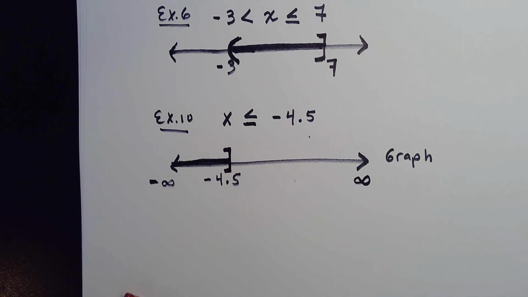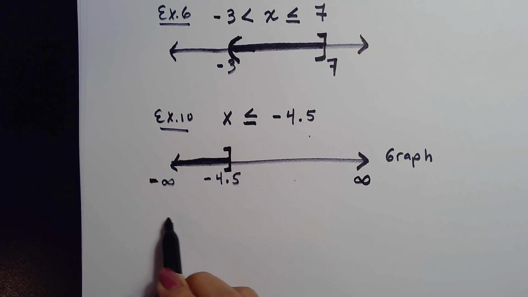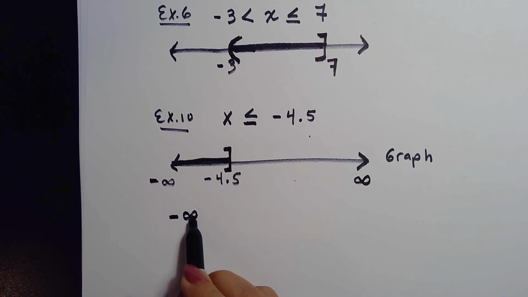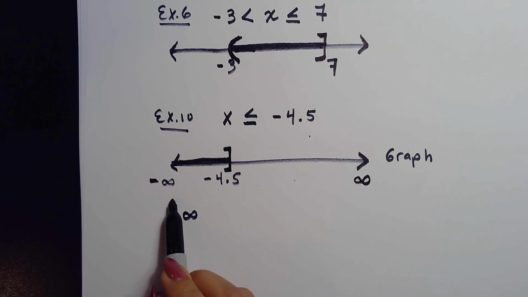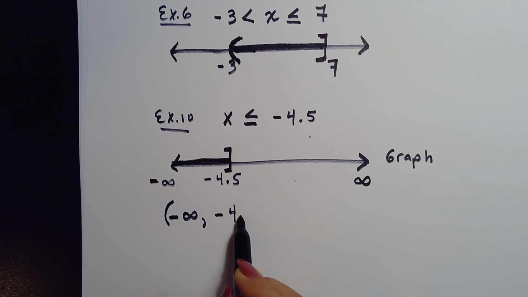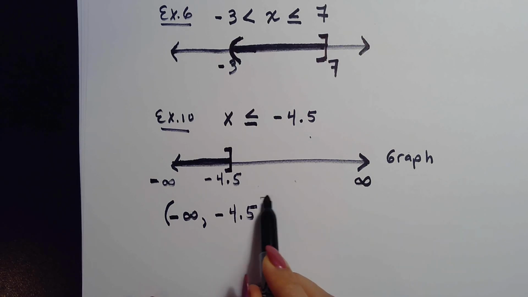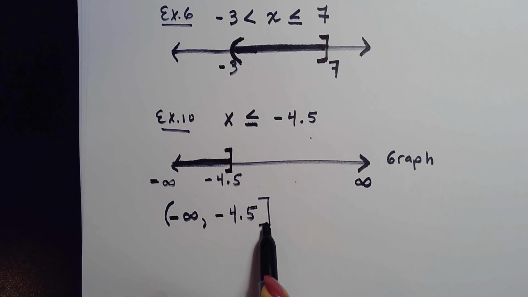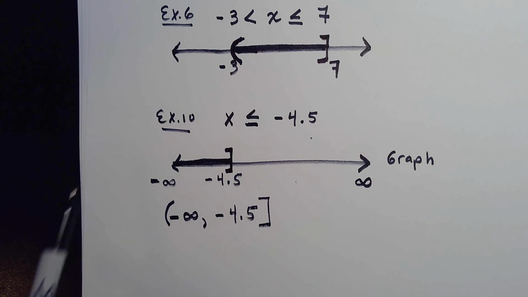So in interval notation, you write from negative infinity, with an open parenthesis here, comma, all the way to negative 4.5, and then you close the parenthesis. Notice that this is exactly what the graph looks like, coming from the left. Make sure you read these graphs from left to right. You read them from left to right.